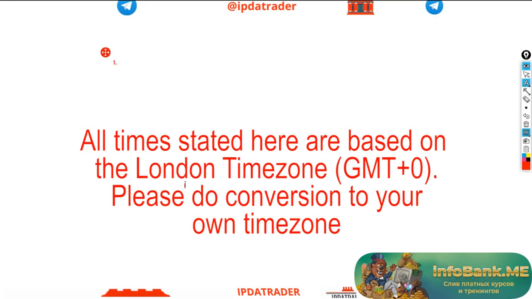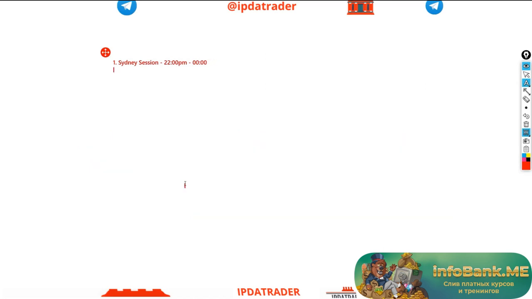So the first session you will have is the Sydney session, which will start at 10 p.m. and ends at 12, right? It is a 2-hour window. The next session will be your Asian session, which essentially starts just when the Sydney session finishes. It will be 12 until 6 a.m. in the morning. It's a 6-hour session.